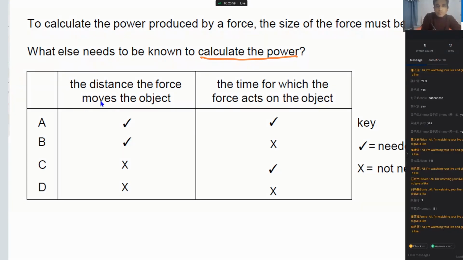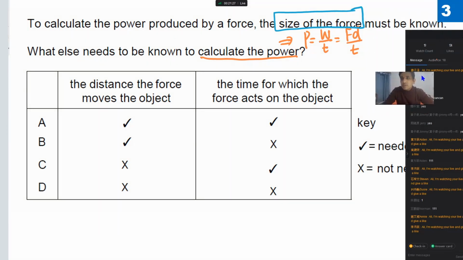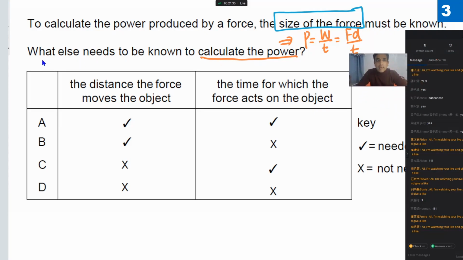So the distance the force moves the object. What is power? Power is simply equal to work done over time. So this is work done over time. Simply you can say this is F times D over time. But if you read this question carefully, the size of the force is given. Let me move this one so you can see it is given to you. The size of the force is given, so we have the value of force. As we have the value of force, it simply means that we need only the value of D and the value of time, and then we can calculate power.